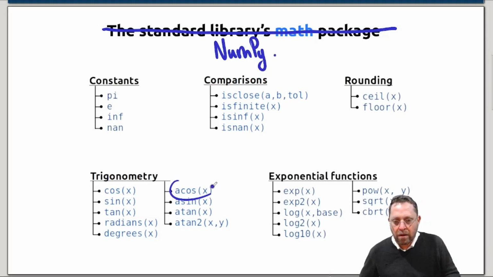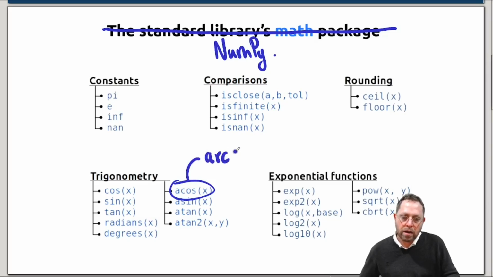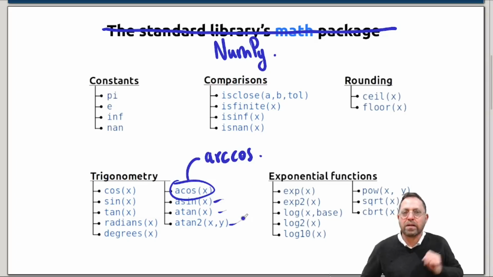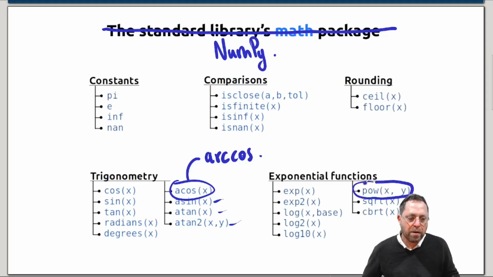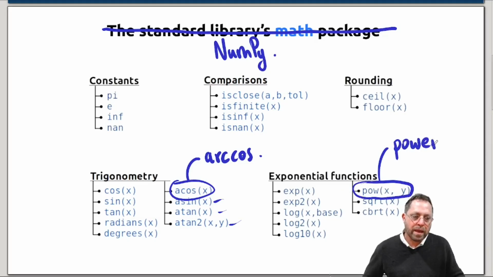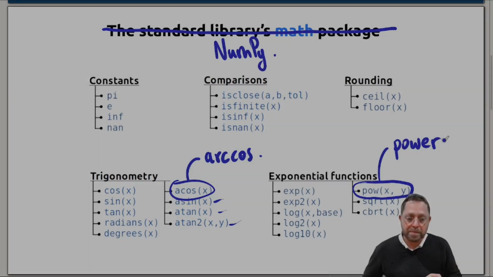So instead of calling this acos, in NumPy it's called arccos, and the same for arcsin, arctan, and arctan2. And the other difference is with the power function, x to the y. Instead of pow, in NumPy we spell it out: power. But aside from that, everything else is the same.